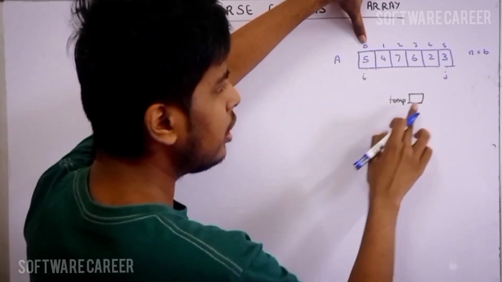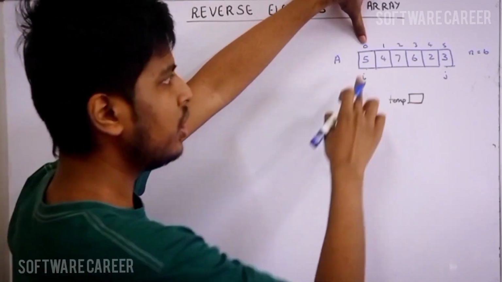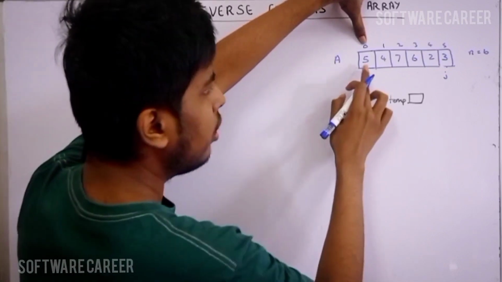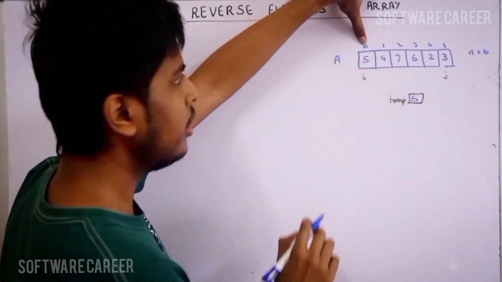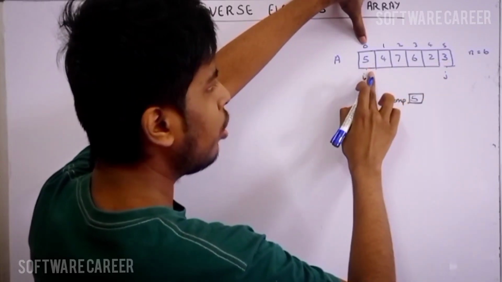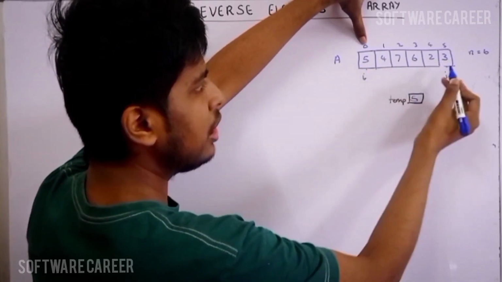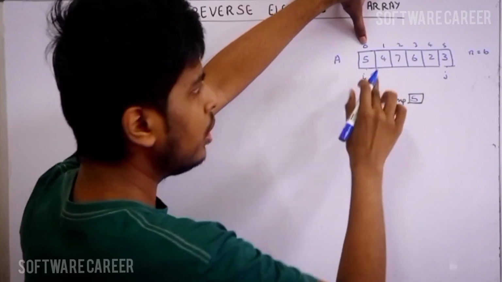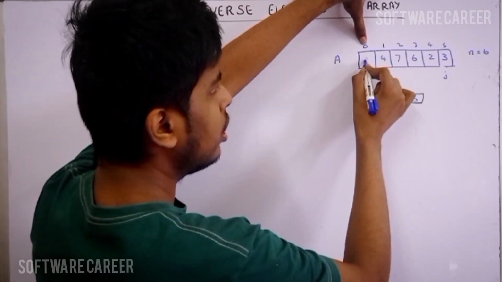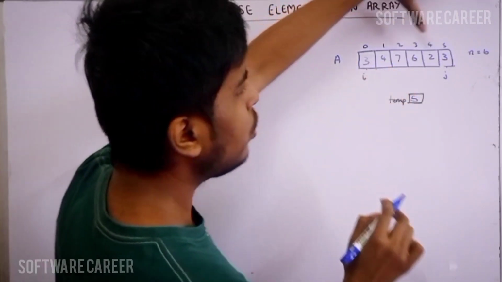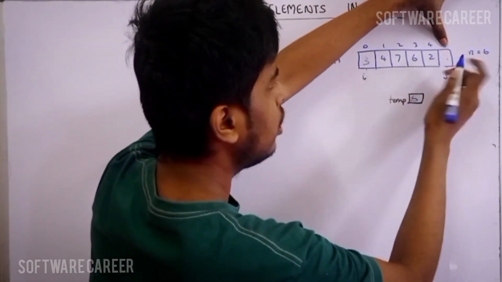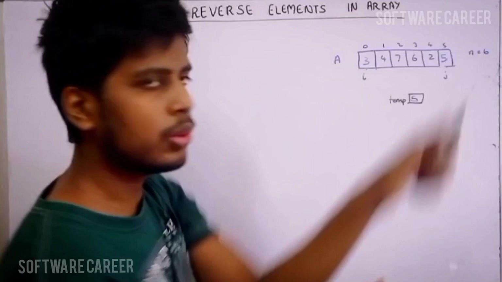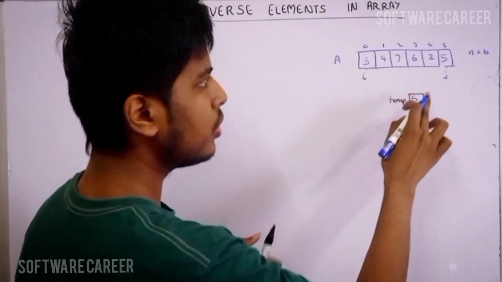For swapping you need a third variable for storing this 5. That's why I am storing 5 here: temp equals A of i. Then A of i equals A of j. At this place I am putting A of j, so I am putting 3 here. Then at A of j I am putting this temp value, that is 5. Now it got swapped. First element and last element got swapped.